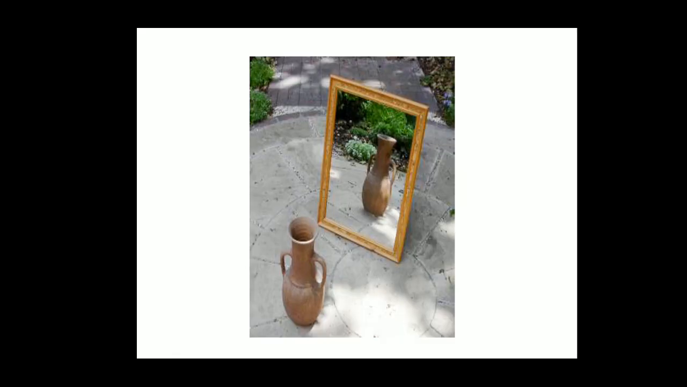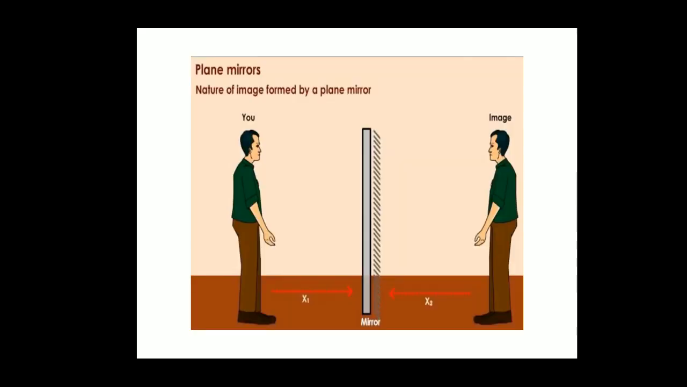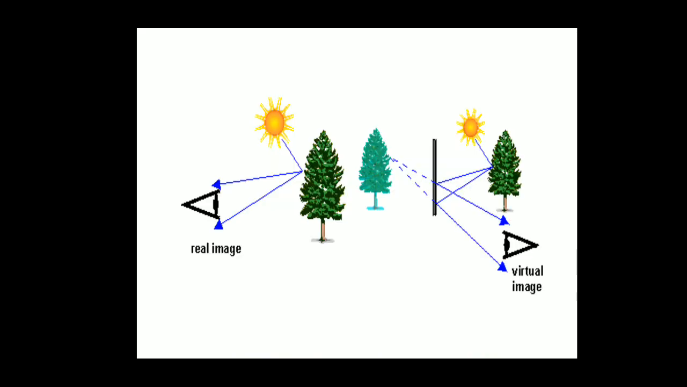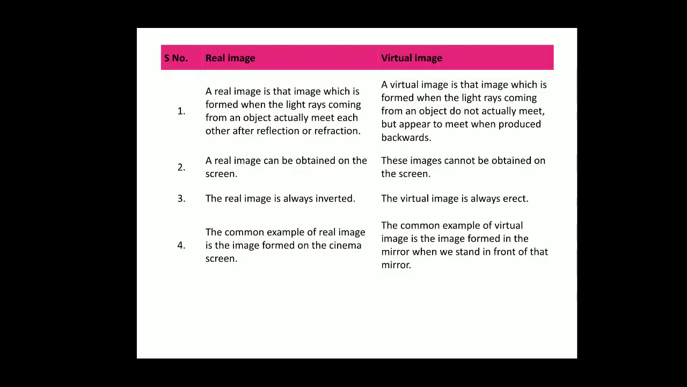So what is this image? Real image or virtual image? Yes, it is a virtual image. You see your face in a mirror. Real image or virtual image? Virtual image. This is a virtual image as well as an enlarged image. See here in this diagram, light falls from the sun on the tree and you are seeing the thing. This is a real image directly. And in this case it is a virtual image.